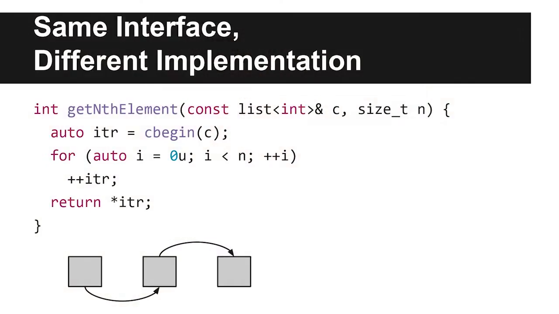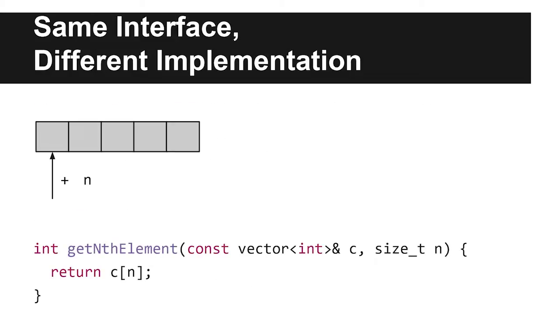So for starters, we need a version of the function that works with list. So I have a function, it takes list of int, and it does it with a loop. This is the slow way. It's the only way, though, for list. We get an iterator to the beginning, we walk that iterator n times, we dereference it, and that's the answer. And for vector, I have a version of the function, and we call subscript because it's just dirt simple.